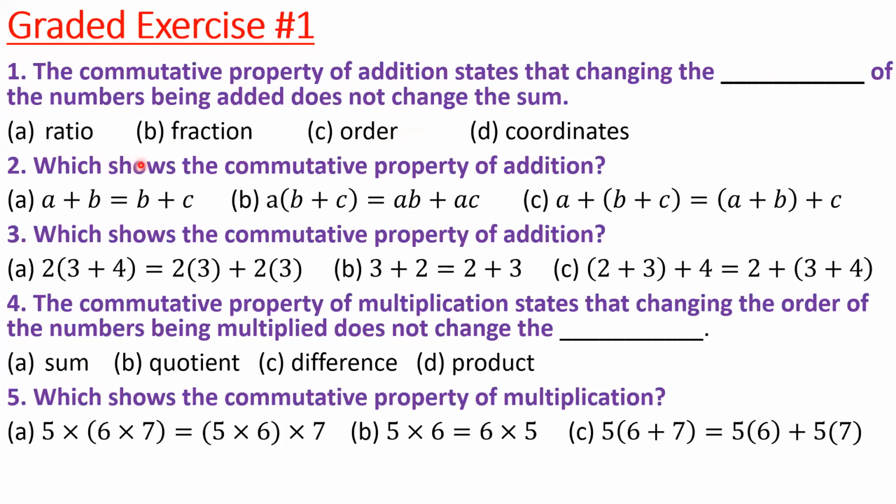Number 2 says, which shows the commutative property of addition. Number 3 says, which shows the commutative property of addition as well. Number 4 says, which shows the commutative property of multiplication. Number 4 says the commutative property of multiplication states that changing the order of the numbers being multiplied does not change the blank: the sum, quotient, difference, or product. Number 5 says, which shows the commutative property of multiplication? Is it A, is it B, or is it C?